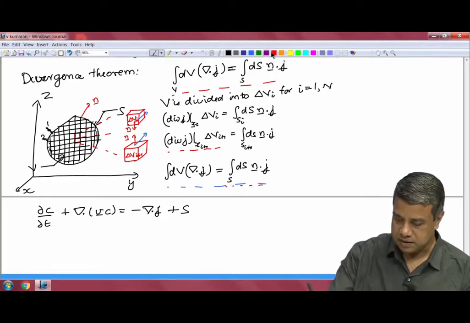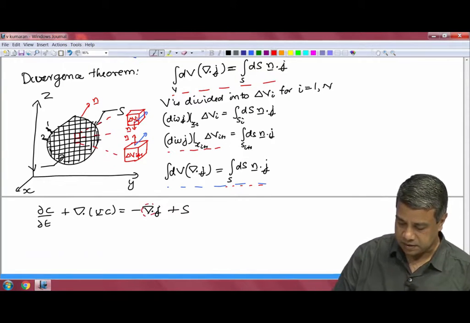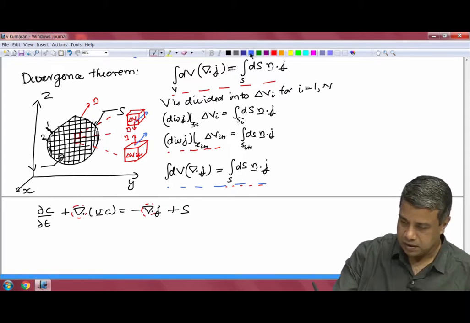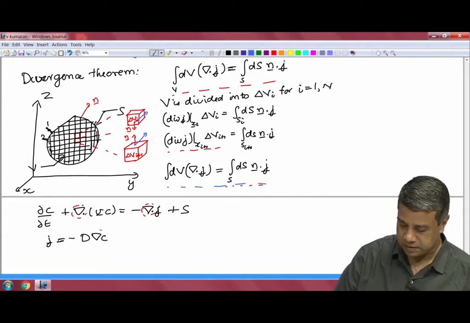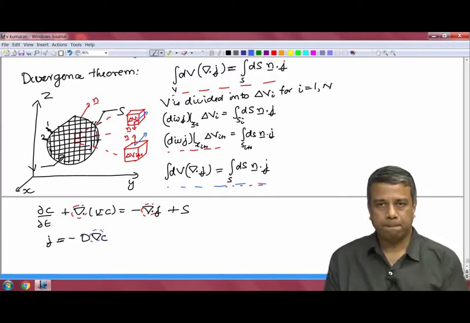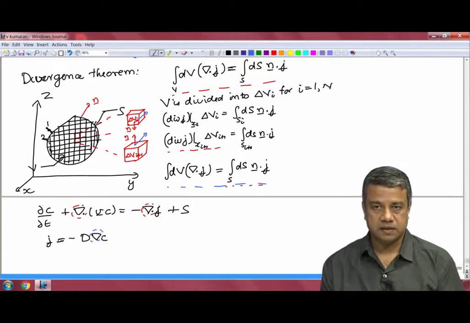So, these quantities here are the divergence operators, and the gradient is in the constitutive relation. So this is the gradient. This is for heat and mass transfer.